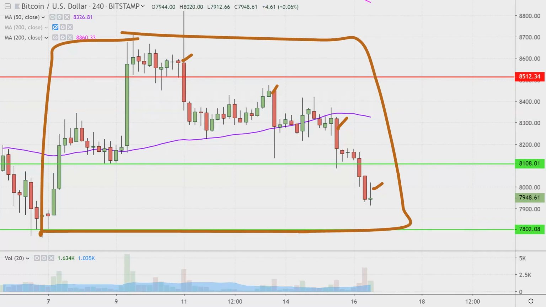I like this time frame. It does a good job of telling the quote-unquote story of the price, and then makes mapping out levels of support and resistance a bit easier to see.